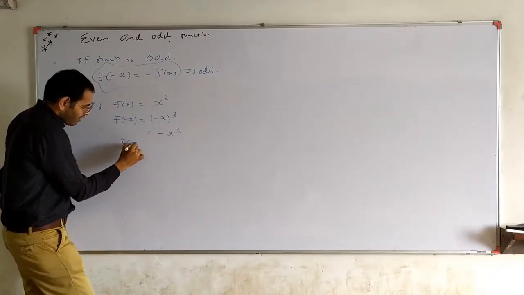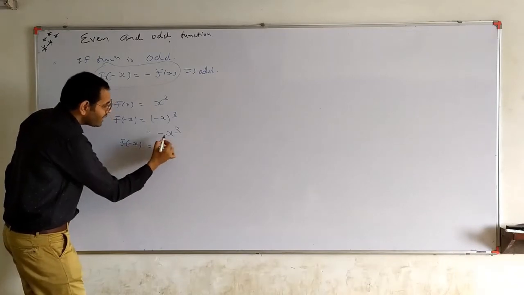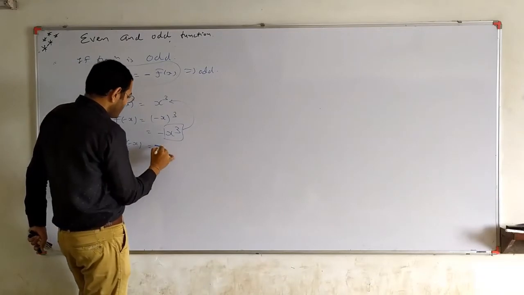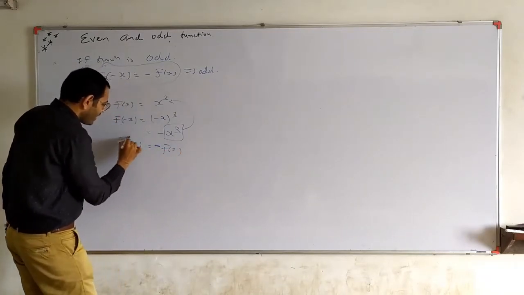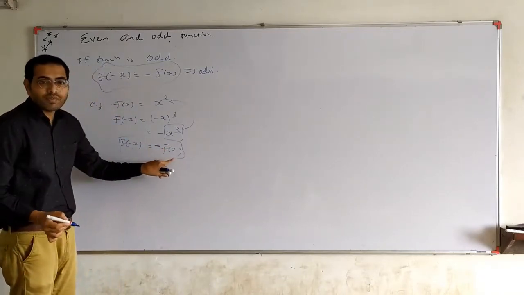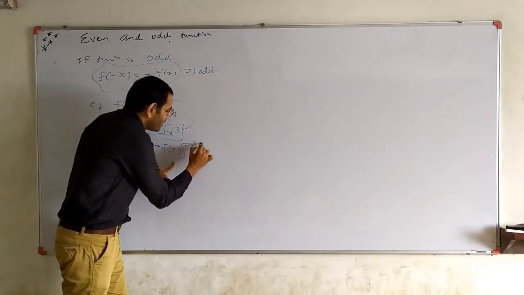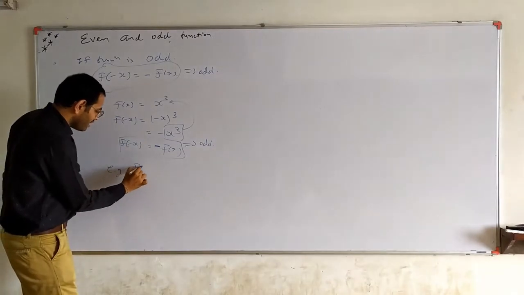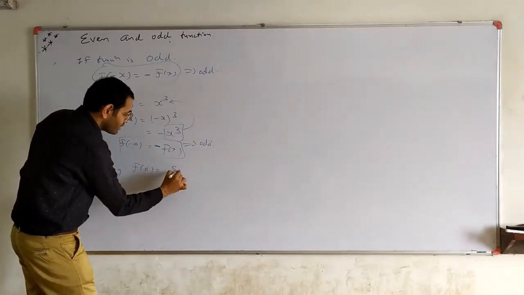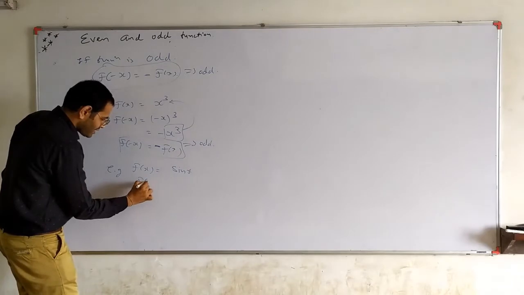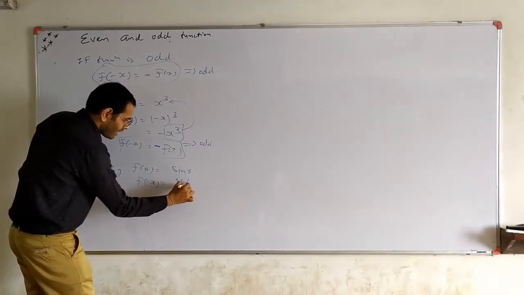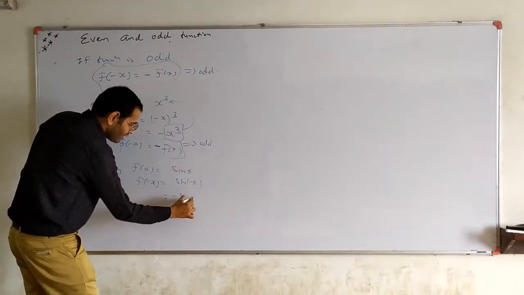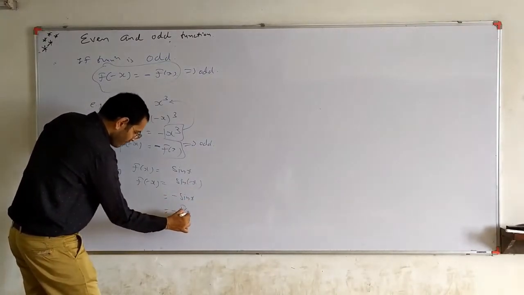Then here f of minus x equals minus of the original function, that is f of x. So if f of minus x equals minus f of x, then we can say that the given function is odd. Similarly, for example, f of x equals sin x, then replace x with minus x, then sin of minus x. Sin of minus theta equals minus sin theta, so we get minus f of x.